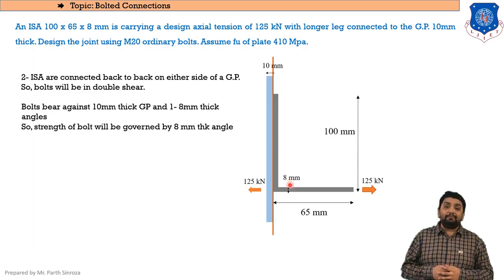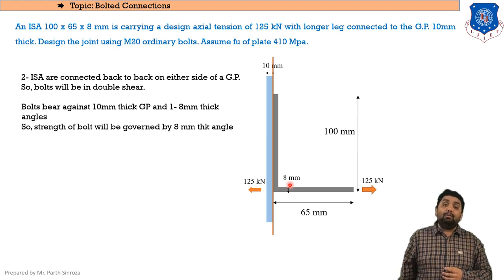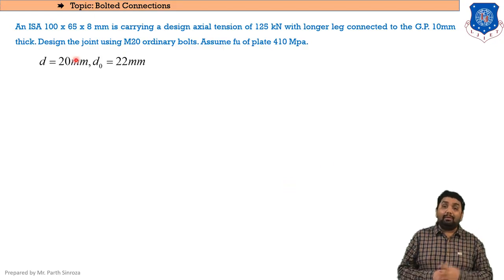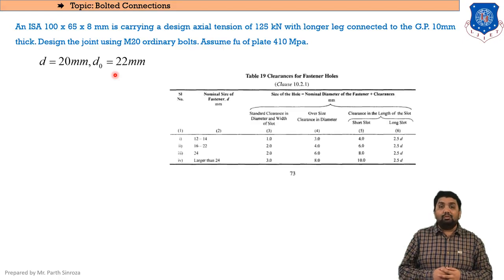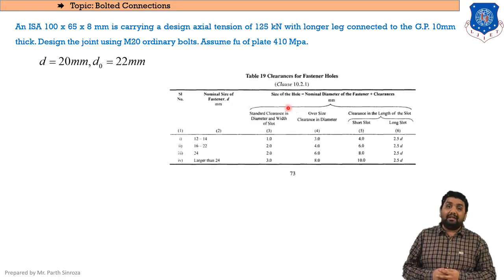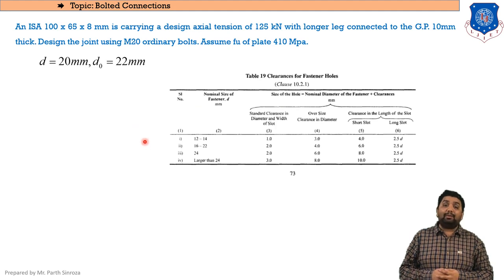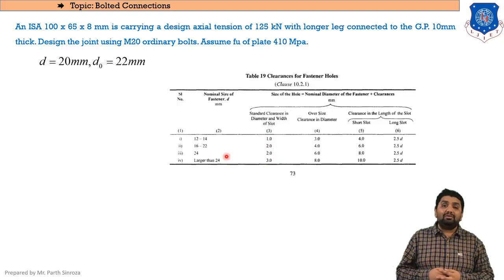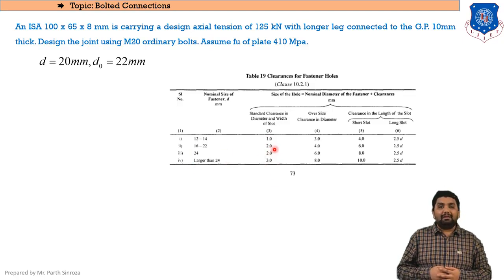As it is given in the question, the diameter of bolt is 20 mm, so the hole diameter will be 22 mm. Why so? For that we will be referring to page number 73 of your IS code. Here you can see that Table 19 is mentioned, and for 20, that is the second row, the diameters are given as 16 to 20 mm, second row, second column. Clear? And from the third column you can see the clearance value. So for M20 bolts the clearance value is 2 mm. Clear? So the hole diameter will be 22 mm.